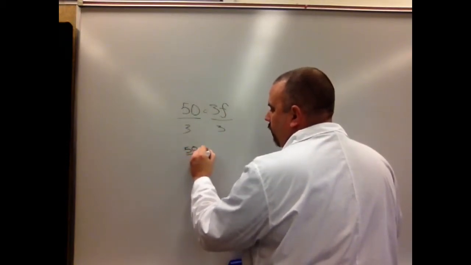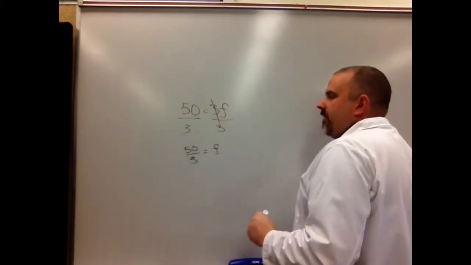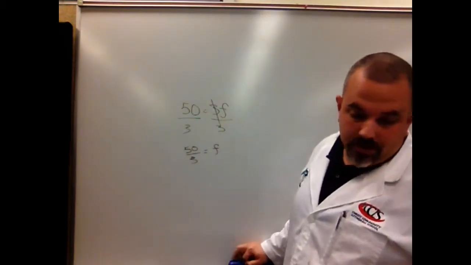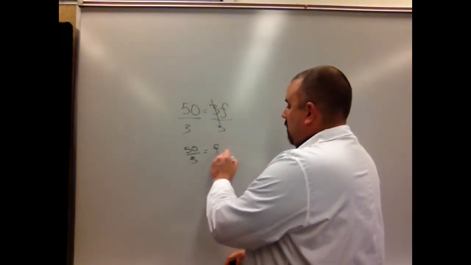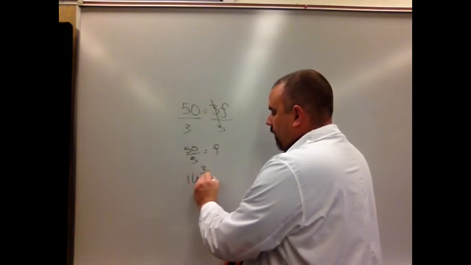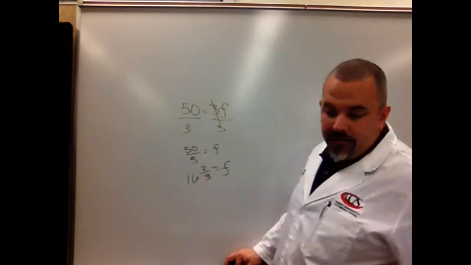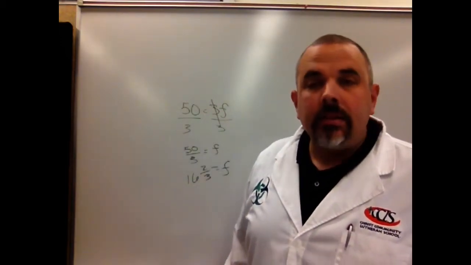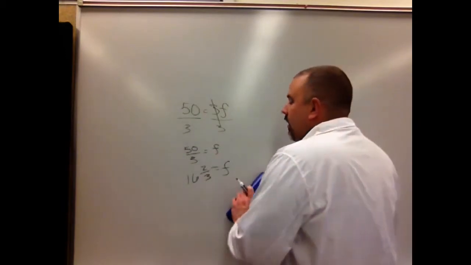Now, of course, 50 over 3 is reducible. How many 3's go into 50? Well, that's a good question. There would be 16. 16 of them go in, and you're left with 2 over 3. 16 2/3 is equal to F. That's the letter B. Letter C is 5n is equal to 36.